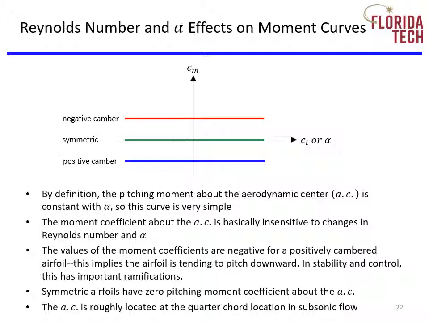The values of the moment coefficients are negative for a positively cambered airfoil. This implies the airfoil is tending to pitch downward. In stability control, this has important ramifications.